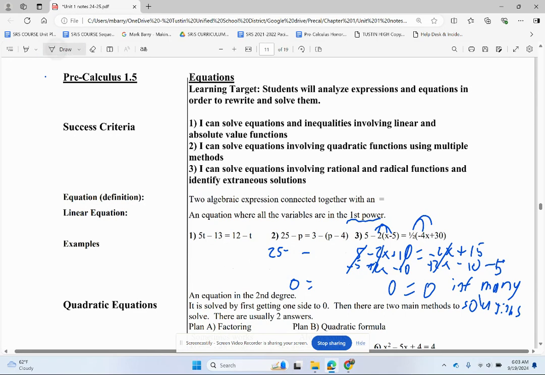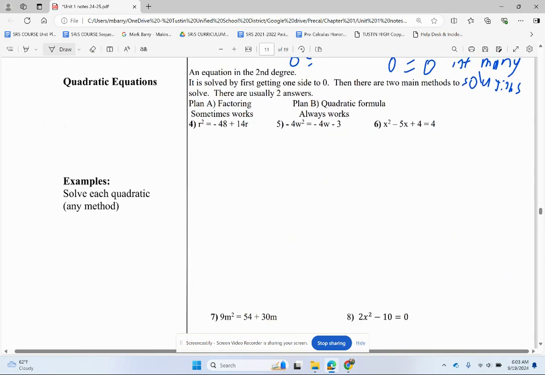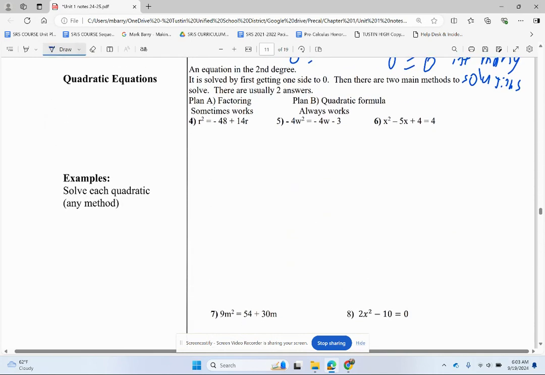Awesome. Okay, so now we're going to scroll down here, and now we're going to do quadratic equations. So quadratic equations are equations where it's a second degree. We have a second power somewhere. Now these ones we need to get one side to 0. So we don't want to just put the variables on one side and the numbers on the other. It doesn't work for this type of equation.